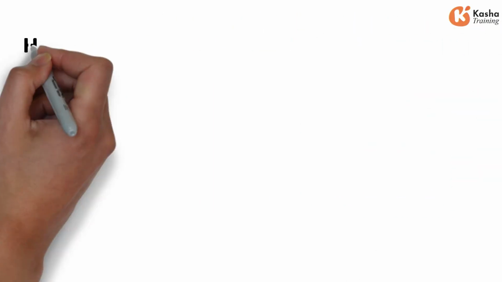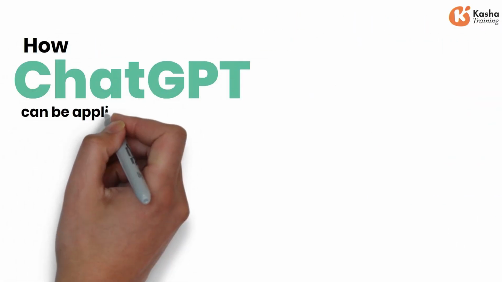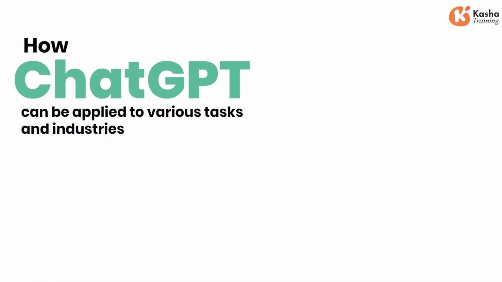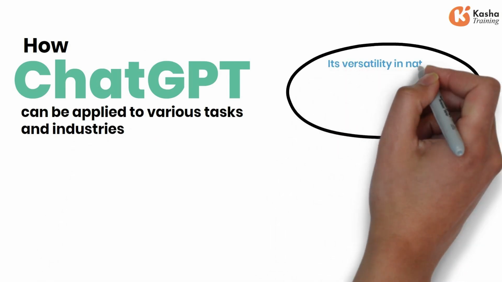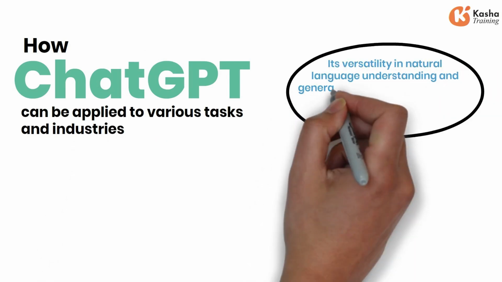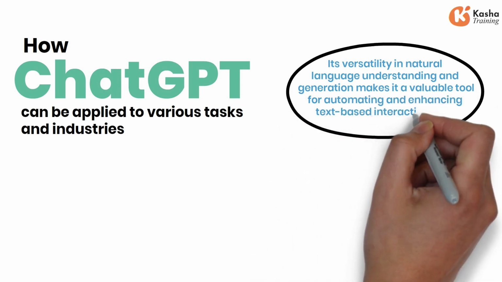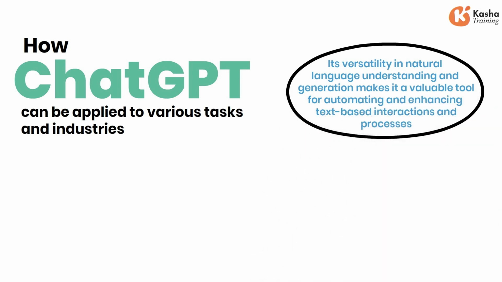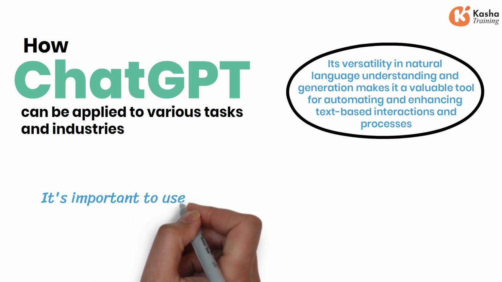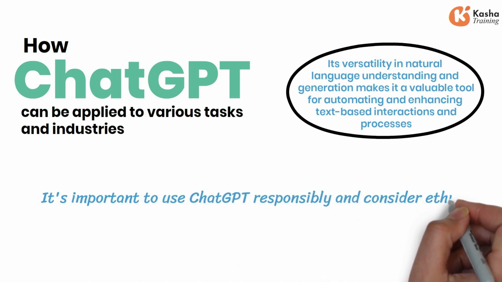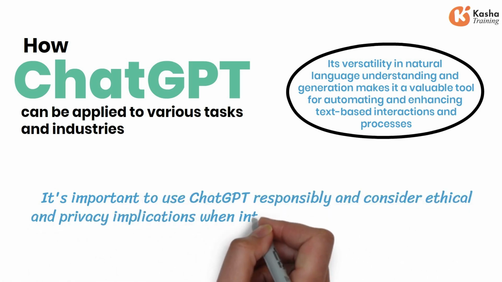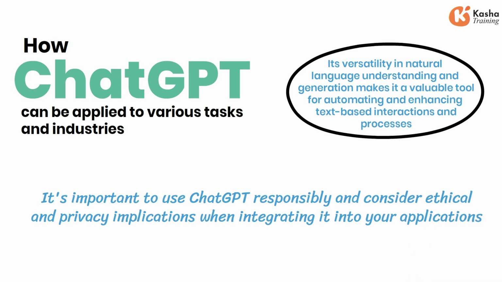These are just some examples of how ChatGPT can be applied to various tasks and industries. Its versatility in natural language understanding and generation makes it a valuable tool for automating and enhancing text-based interactions and processes. However, it's important to use ChatGPT responsibly and consider ethical and privacy implications when integrating it into your applications.